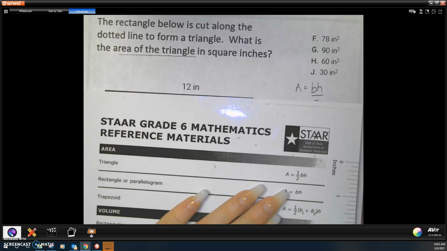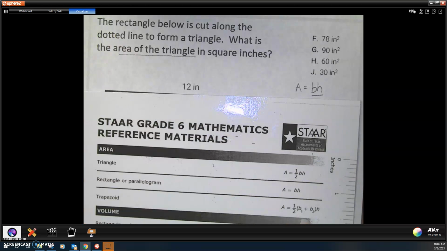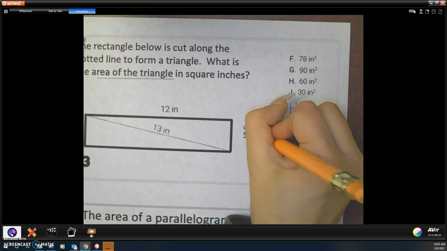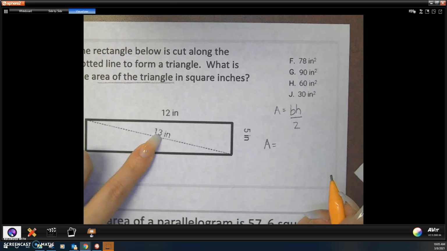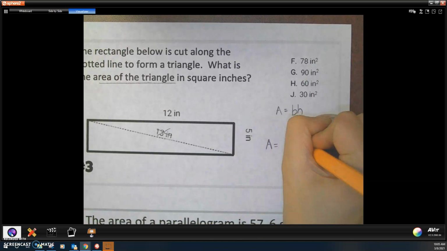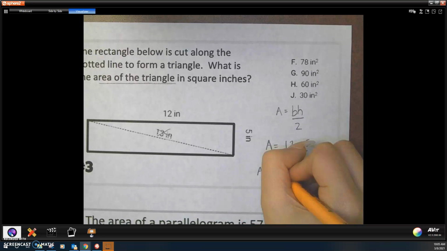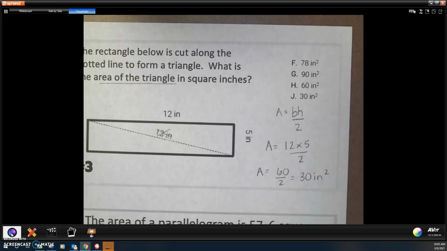Remember, you're going to be able to use this tomorrow, but if you get confused tomorrow with that fraction, you need to remember that that is the exact same thing as dividing by 2. And now we can plug in our values. Since we're multiplying, it doesn't really matter what we use for our base and our height. Remember, we never use the slanted, so we only use 12 and 5. And then we divide that by 2. 12 times 5 is 60. And then 60 divided by 2 is 30. My units are inches squared.